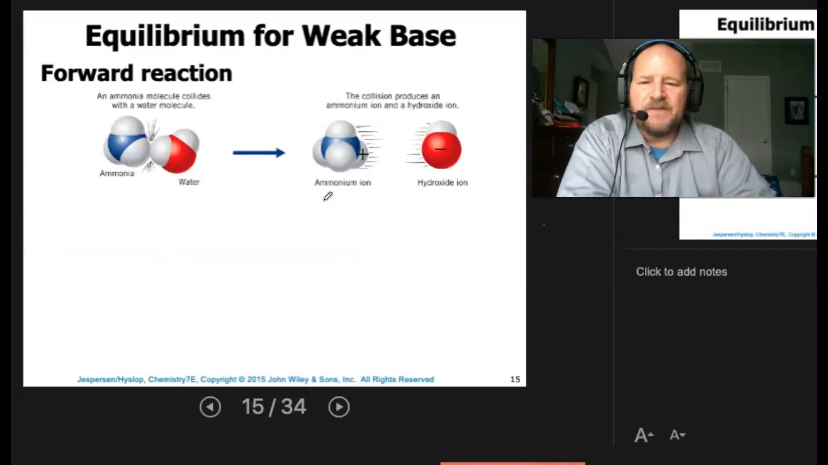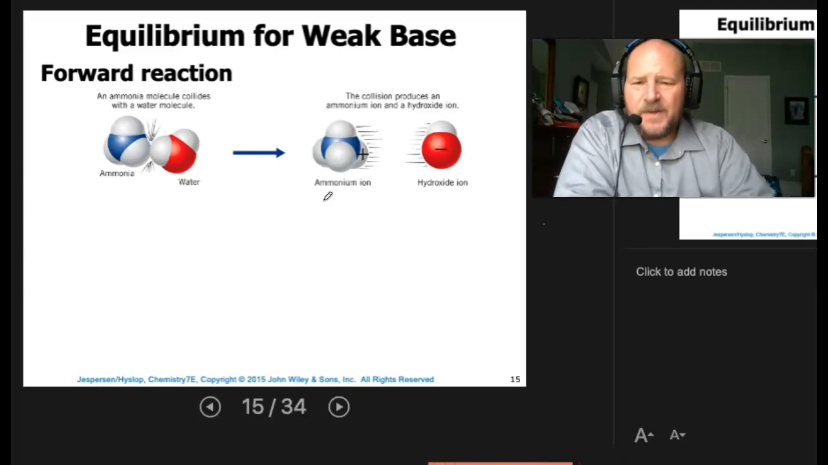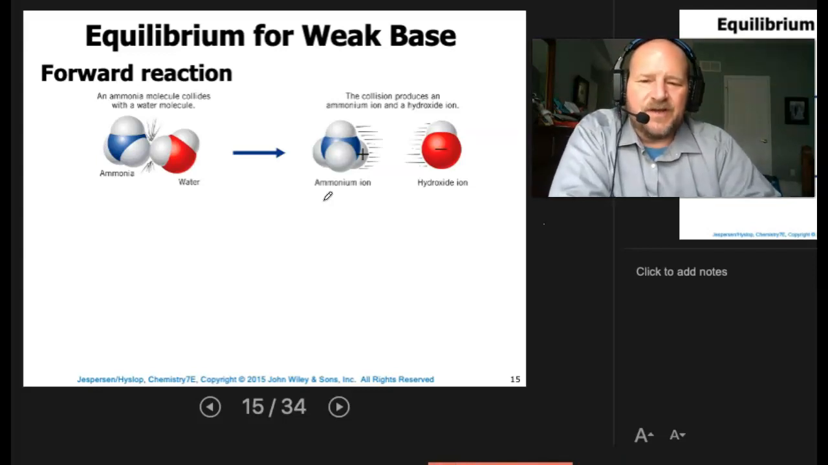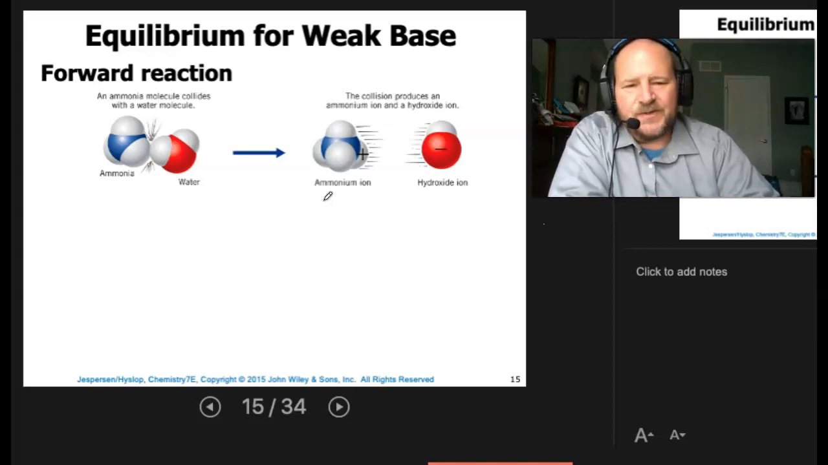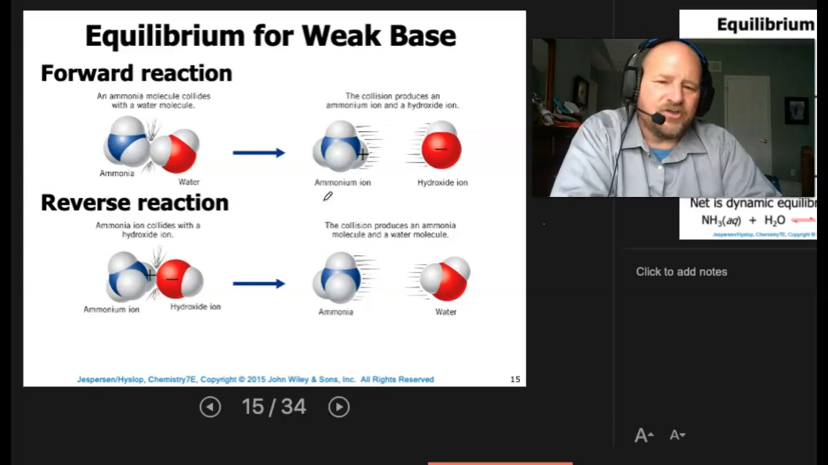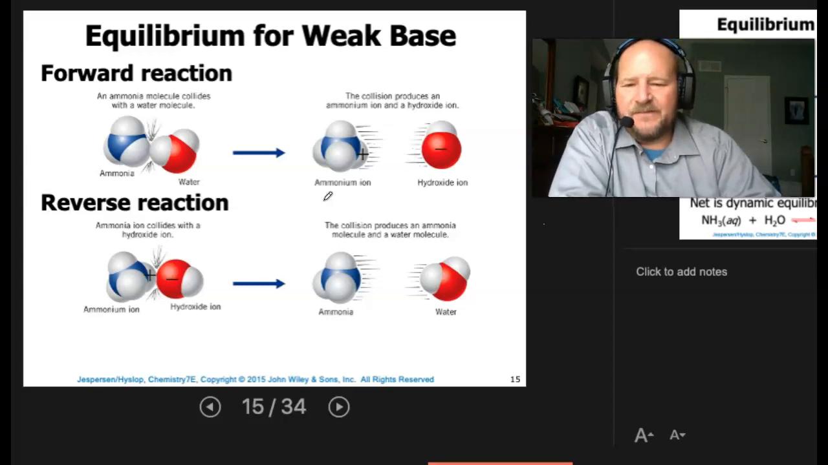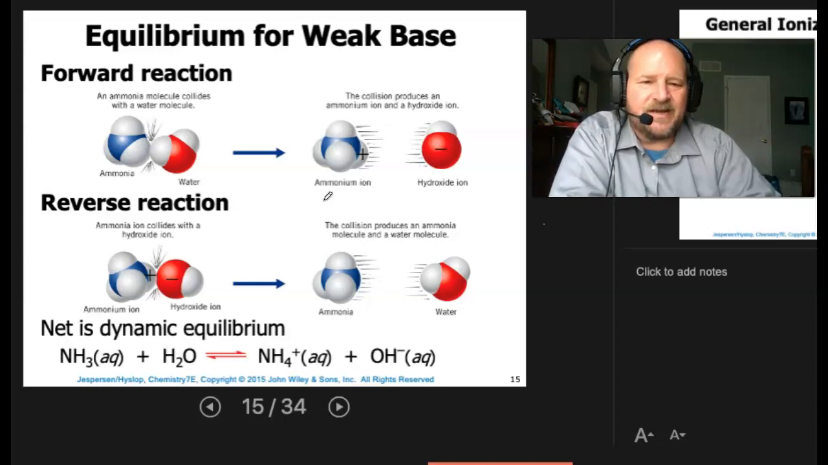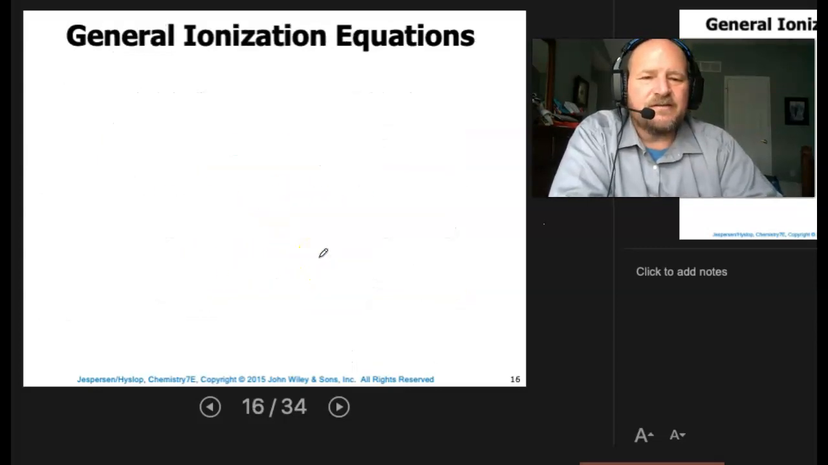Okay, so the equilibrium for a weak base, an ammonia molecule collides with the water molecule, and again, this time instead of the water keeping an extra proton, it's getting rid of one of its protons, and so we end up with the ammonium ion and the hydroxide. And again, it's going back and forth, and so we get ammonia and water as a product of the net reaction, which is how we get that dynamic equilibrium. Okay, so again, if you're going to purchase ammonia, it's going to have to be as a gas, or else it's going to be undergoing this process.